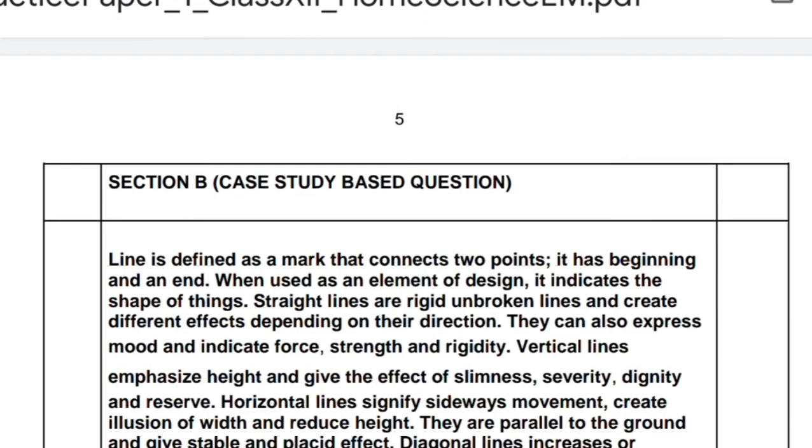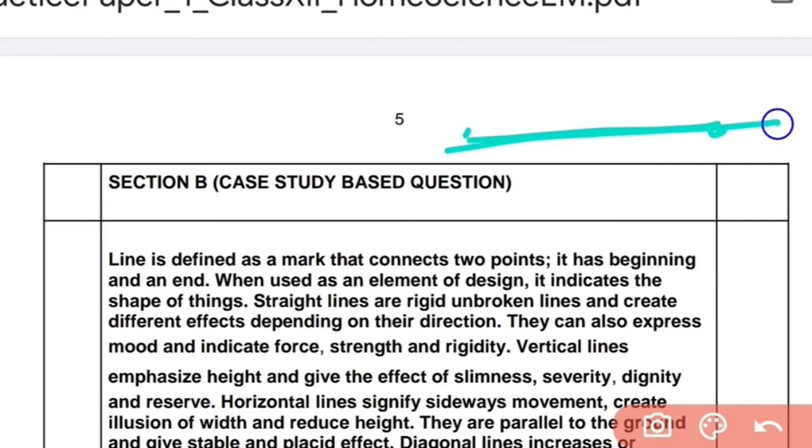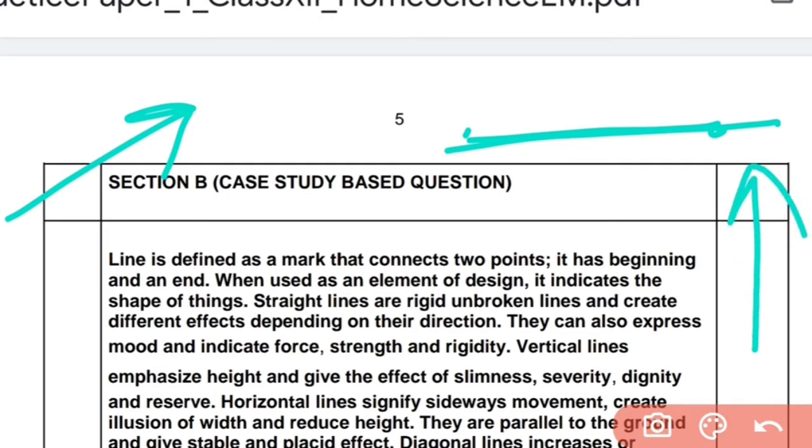Line is defined as a mark that connects 2 points. It has a beginning and an end. This is a line. When used as an element of design, it indicates the shape of things. Straight lines are rigid, unbroken lines and create different effects depending upon their direction. They also express mood and indicate force, strength, rigidity. Vertical lines emphasize the height and give the effect of slimness, severity, and dignity. See, it gives the impact of length and reserve.